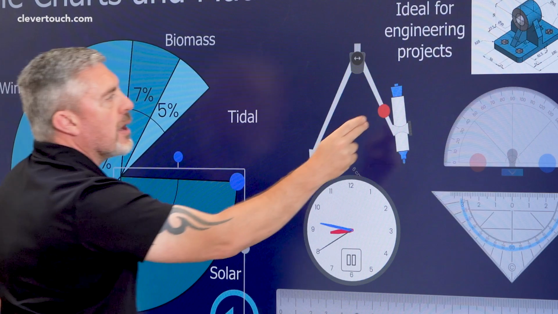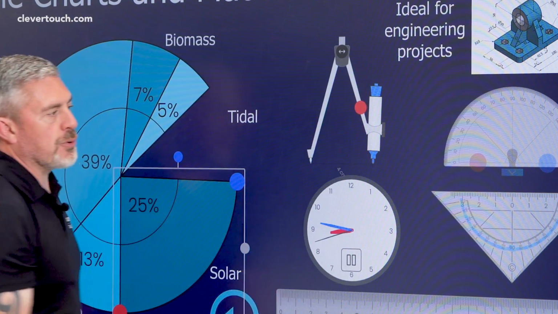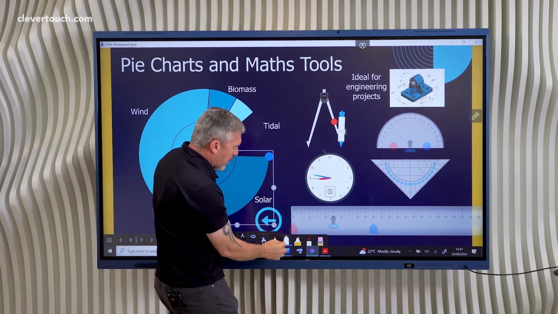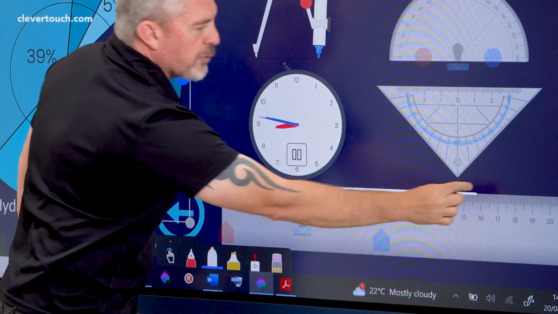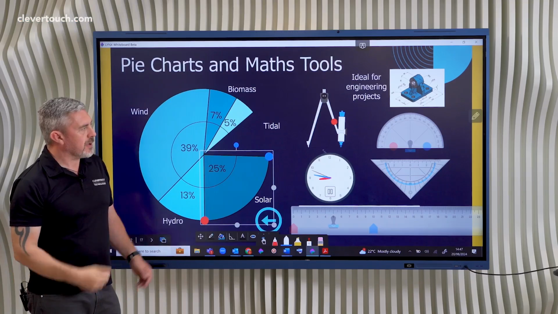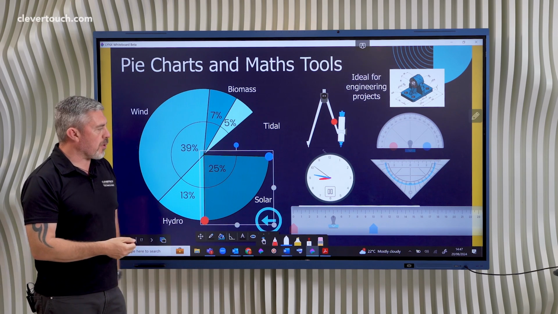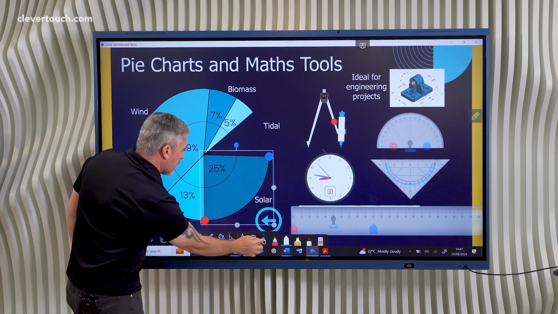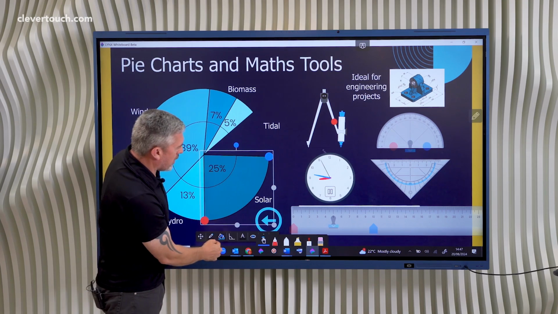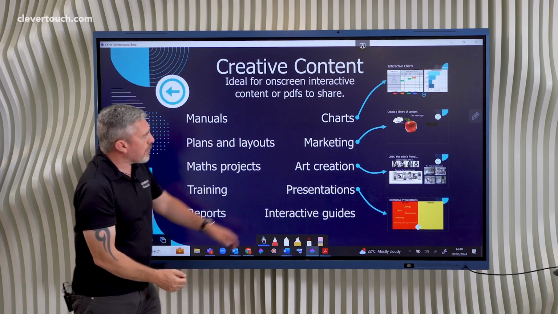We also have a range of the math tools, and if I pick up the pen here, on the rulers and things, we can draw nice straight lines and make our work a lot more accurate. Let's go back there.